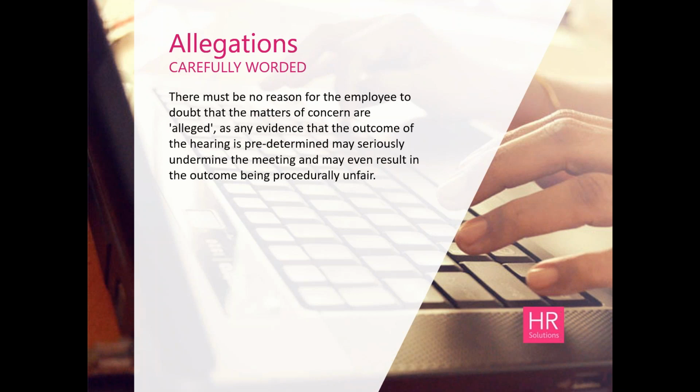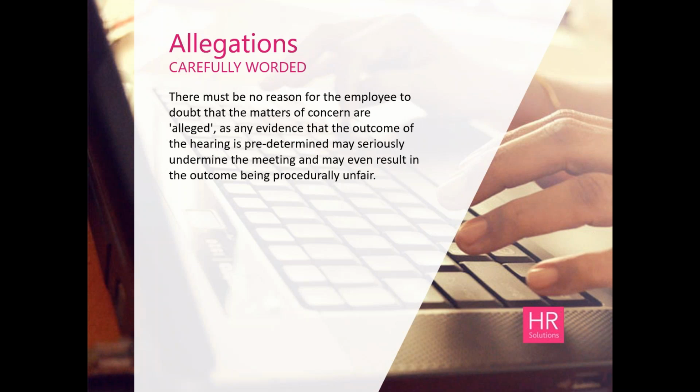In addition to this then, the allegations must be very clear that they are alleged, okay? There must be no reason at all for the employee to doubt that the matters of concern being addressed to them are alleged, as any evidence that the outcome of the hearing is predetermined can seriously undermine the meeting itself, okay? And again, it can even result in the outcome being procedurally unfair. You know, if you're indicating that you've already decided this person is guilty, or what warning or dismissal you've decided to issue before the hearing's even taken place or during the middle of the hearing, it just renders the whole thing a sham, really. There's no point in going through with it.